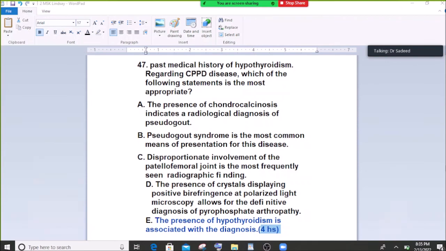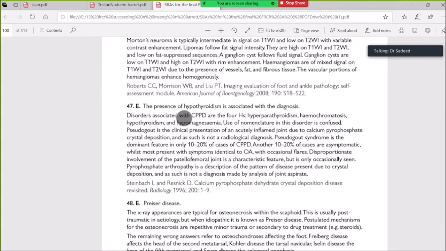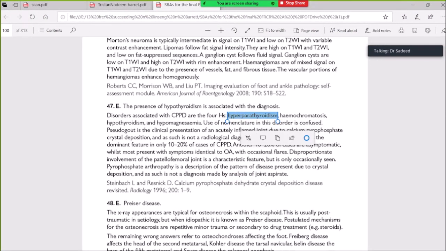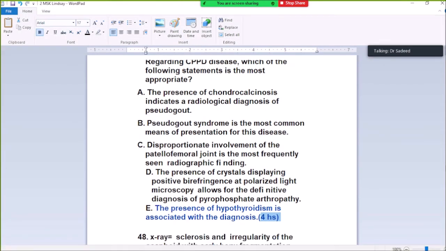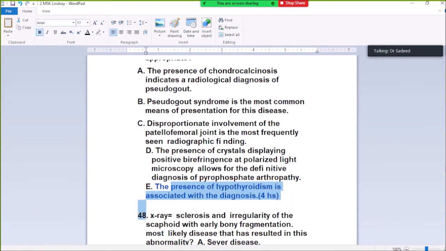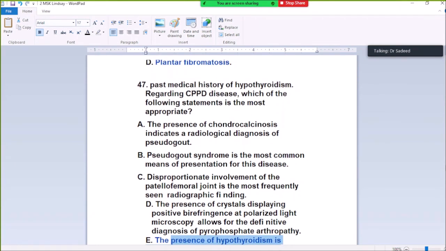Disorders associated with CPP disease are the 4 H's: hyperparathyroidism, hemochromatosis, hypothyroidism, and hypomagnesemia. So here we have hypothyroidism. Presence of hypothyroidism is associated with diagnosis of CPP disease.